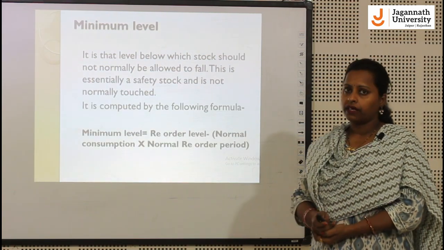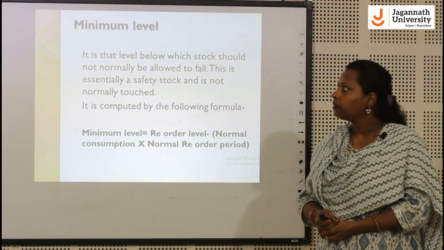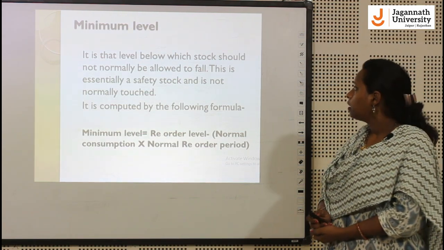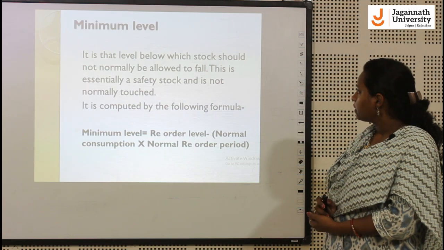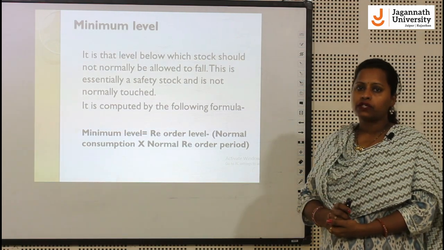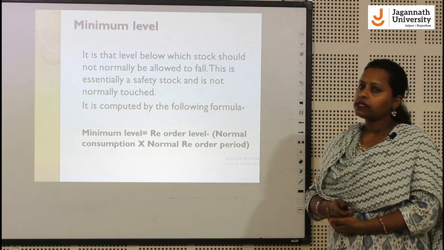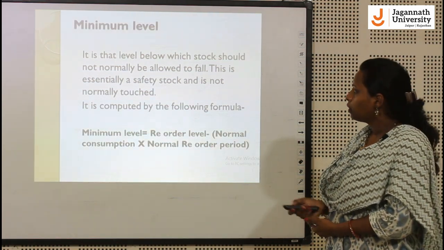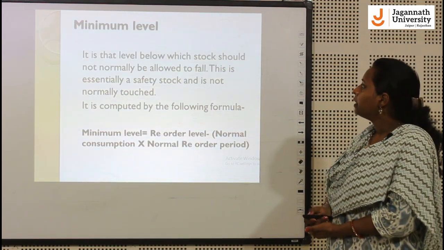What is the minimum level? It is the level below which stock should not normally be allowed to fall. This is essentially a safety stock and is not normally touched. It is computed by the following formula. Minimum level is equal to reorder level minus normal consumption into normal reorder period. So this is the formula, and now I hope you understand the minimum level.